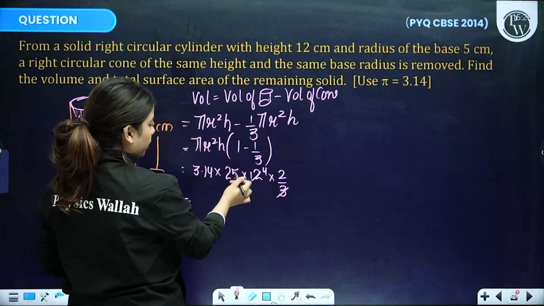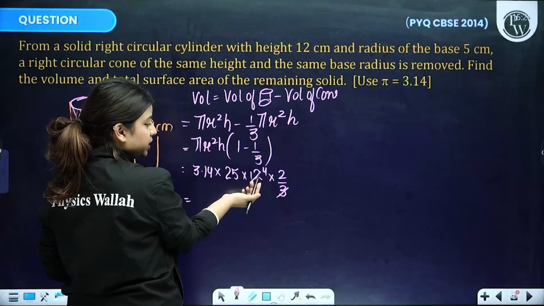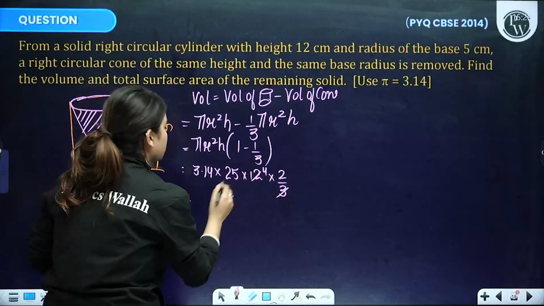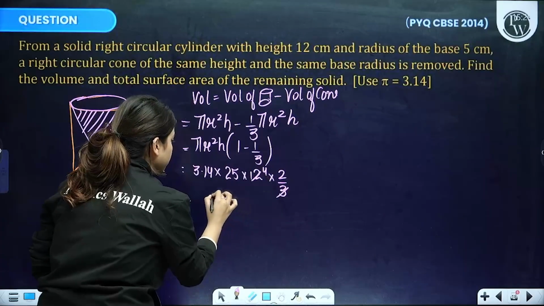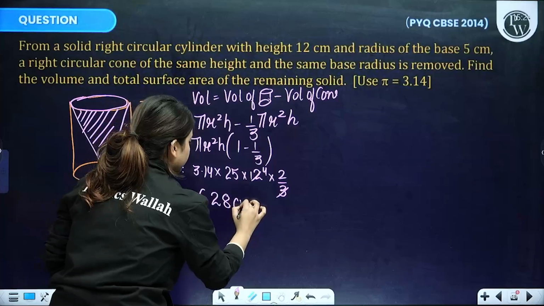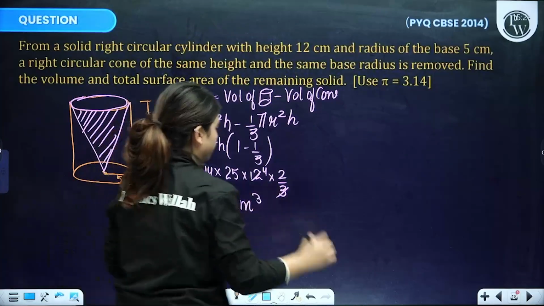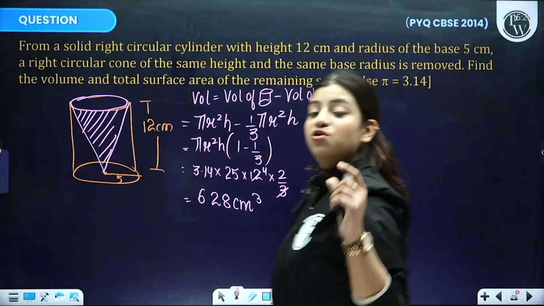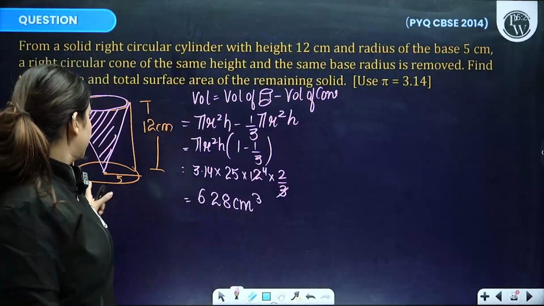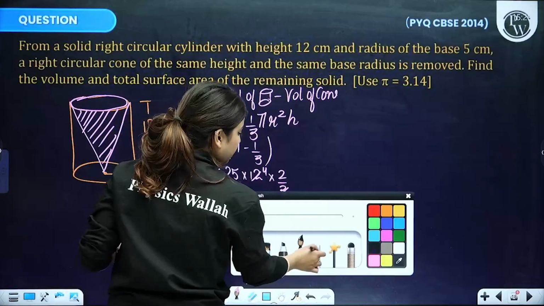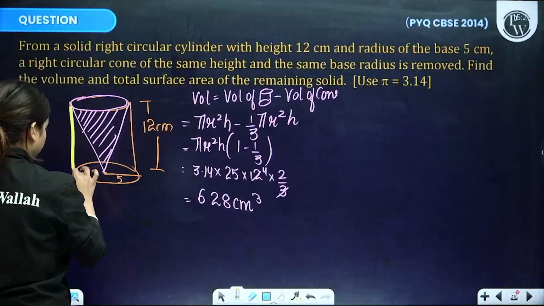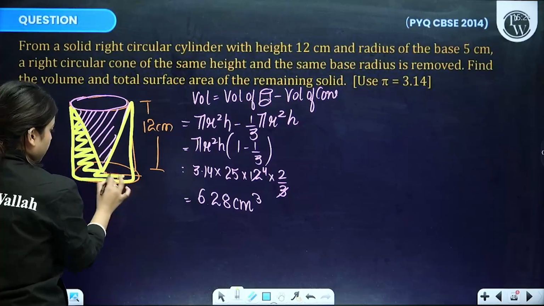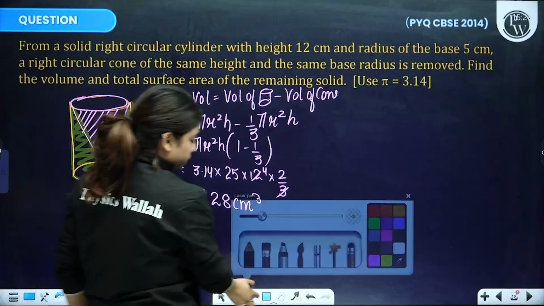So basically 25 into 4 will give you 100. 100 into 3.14 will give you 314. 314 into 2 will give you 628 centimeter cube. So 628 centimeter cube will be the remaining volume of this part. Basically, the remaining volume means this part we are talking about, right?